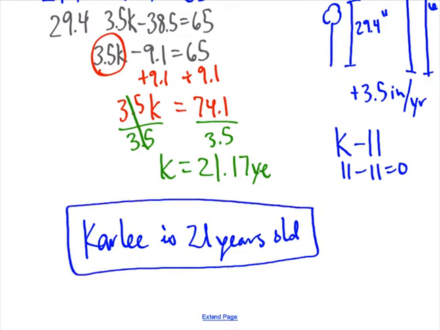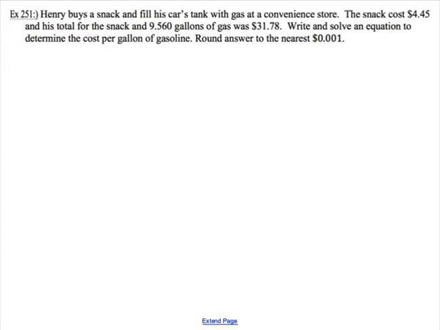Or Carly would be a better way to answer it. Carly will be 21 years old when that occurs. It won't be on her 21st birthday. It looks like it takes a little bit over 10 years for it to occur. Okay, next example.